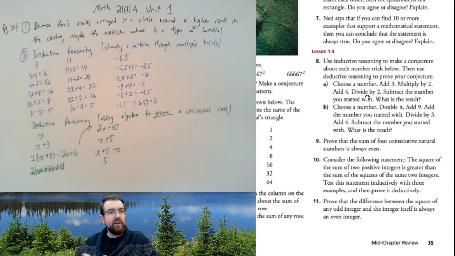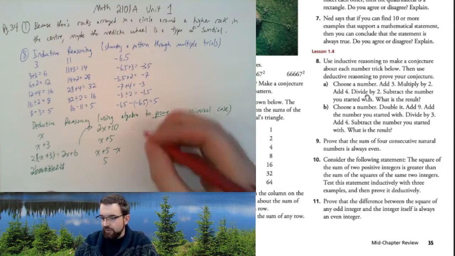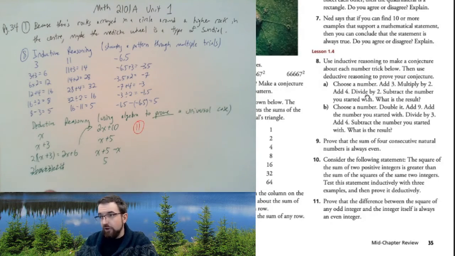Yeah, so number 11 here, about as tricky as it's getting for these algebra-based ones. But we're proving that the difference between the square of any odd integer and the integer itself is always an even integer. Boy, there's a few twists and turns to that one, isn't there?